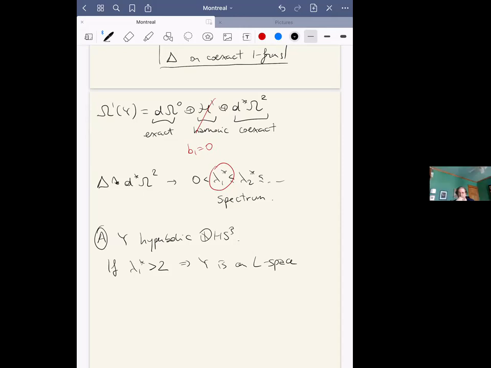Okay. So if you have an L space knot, you have to do very large surgery, and in general, those will have very small lambda 1 star. So in some sense, this result doesn't fit very well with that picture.